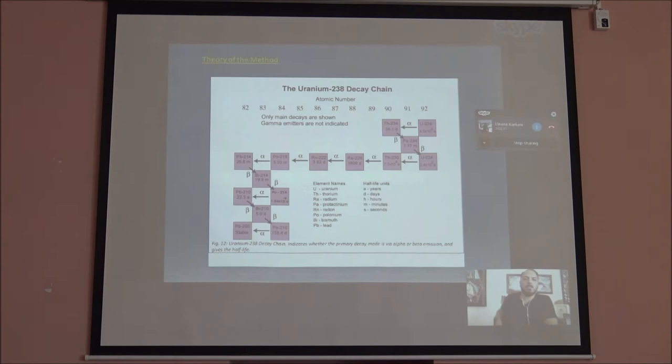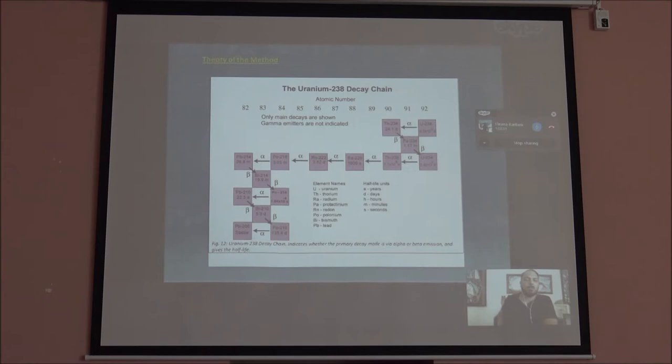This is the uranium-238 decay chain. You can see only the main decays. The gamma emitters are not depicted in this chart. You can see on the far right, the uranium-238 will start to decay, emitting alpha radiation to thorium-234, which decays to protactinium-234, and this will continue until we reach lead-206, which is stable.